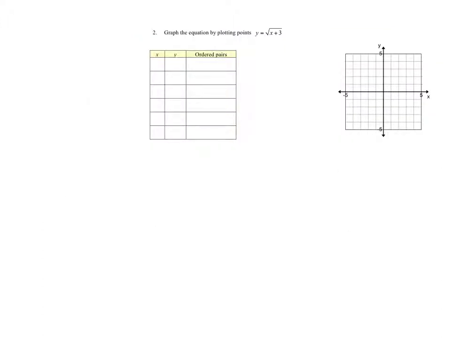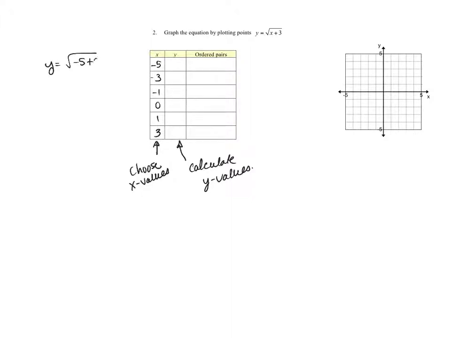All right, so on this one, I'm going to put in a few points, -5, -3, -1, 0, 1, and 3. Okay, so now I calculate my y. So I choose your x and calculate your y. Okay, so putting in an x value of -5, I would get y is equal to the square root of -5 plus 3, which would be the square root of -2. That's not a real number. And so that just is not in the graph. There's no point there when x is -5.